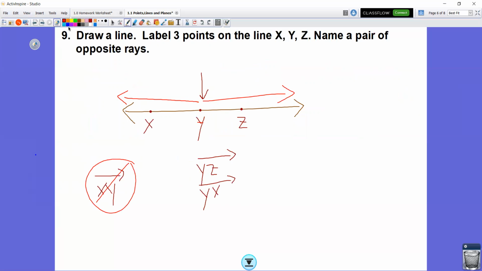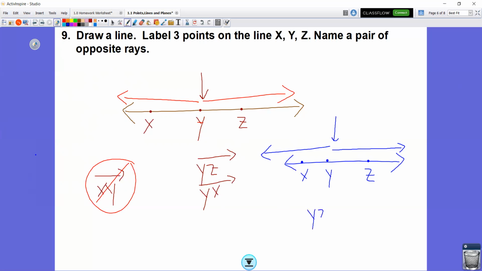Here is another image we drew where we had 3 points on the same line. So here's my line. Here are my 3 points. I'm going to name those points X, Y, and Z. Name a pair of opposite rays. Remember, a ray has an initial point and goes in one direction. So if I use Y as my initial point, I have ray YZ and ray YX. Be careful that you don't write ray XY. You have to start with the initial point.